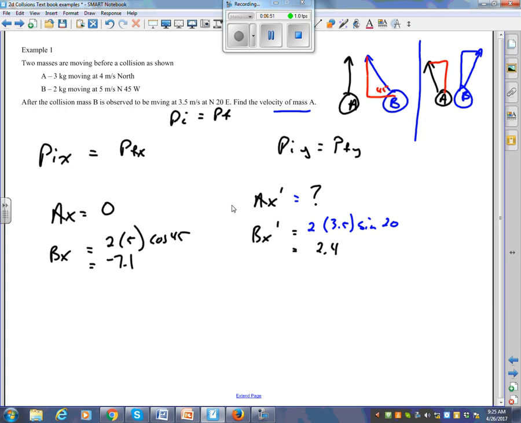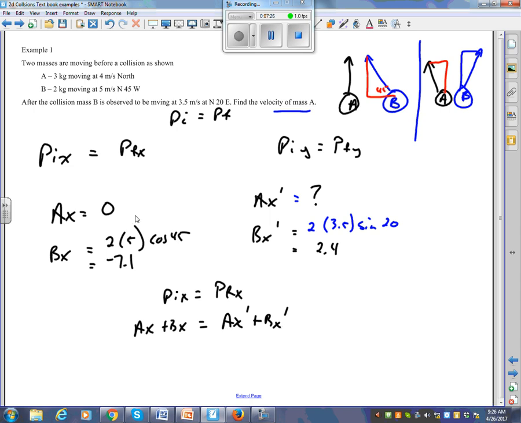So I've got, maybe I'll rewrite this. Pix is equal to Pfx. So Pix is going to be Ax plus Bx is equal to Ax prime plus Bx prime. Does that make sense? The initial x is the Ax plus the Bx, and the final x is, oh, here I used final instead of prime. I kind of mix my notations here. Ax prime plus Bx prime, which are these values here, right?